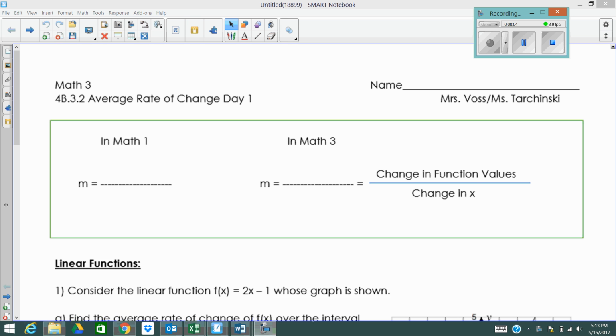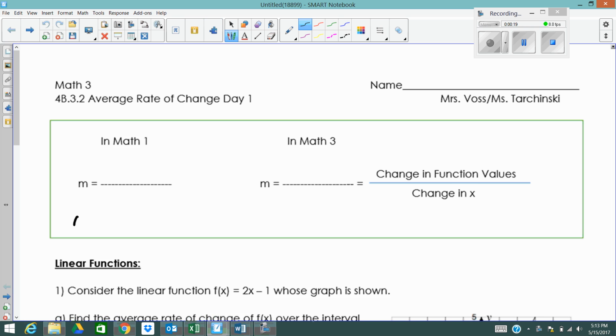Right, so today we are going to talk about average rate of change, which in Math 1 we mainly referred to as slope. So going back to Math 1, when we were trying to find the average rate of change or slope, given 2 points, x1, y1, and x2, y2, we would do the change in y, so y2 minus y1, over the change in x, x2 minus x1.